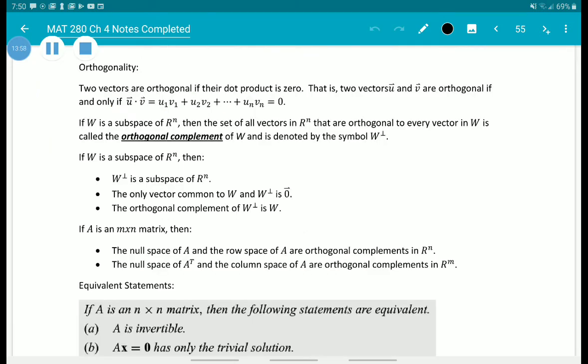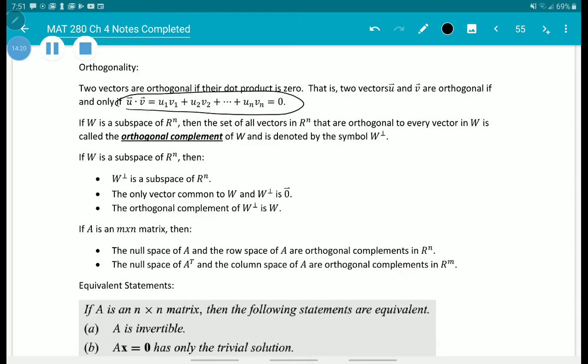So the last thing we're going to talk about is orthogonality. And this is going to be really big a little bit later into the course, but we're going to start introducing this idea now. So we say two vectors are orthogonal if their dot product is equal to 0. So if you remember how to find a dot product, and we're talking about the Euclidean inner product. This is your standard dot product definition.